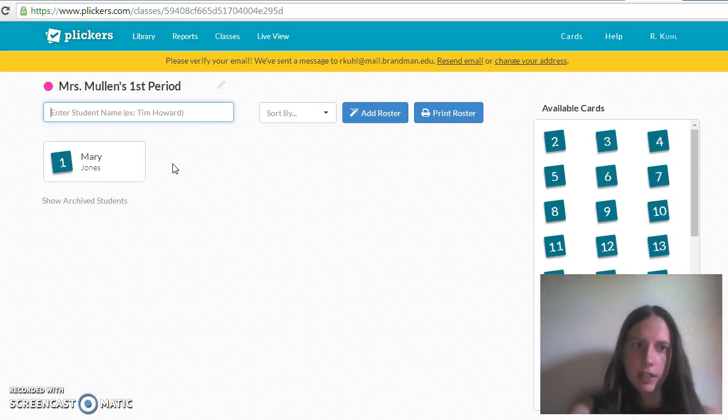That way my first person on my roster will be number 1 and they will have the number 1 Plickers card. So all you need to do is set up your classes, make sure that you have the correct amount of periods. So again, for me, I would have 5 periods. And then you need to fill in the roster for each of those periods. All you need to really do is print out your rosters, and then you can just add them in one by one.